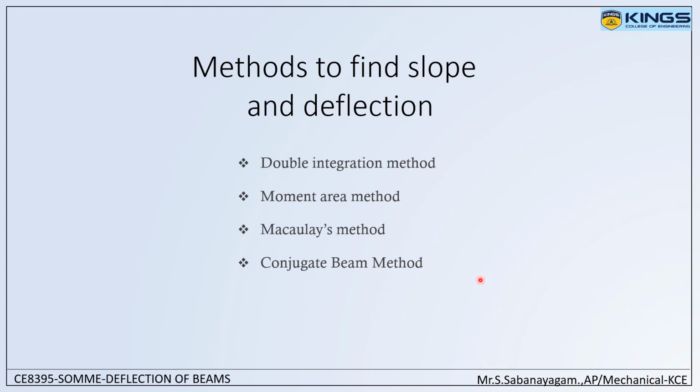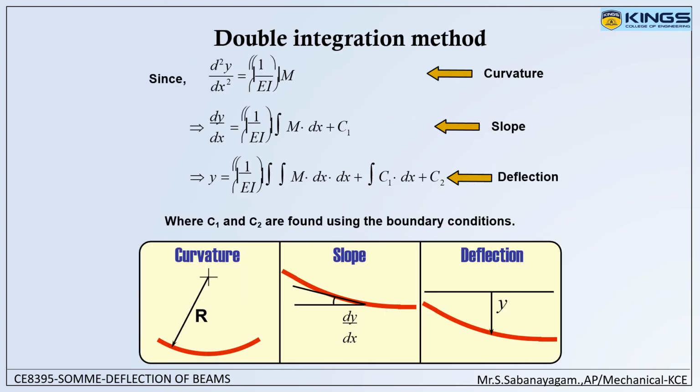And what are all the methods available to find this slope and deflection of a beam? The beam can be whatever, either cantilever, simply supported, overhanging, and also the load is point load, UDL, UVL, that is uniformly distributed load, uniformly varying load, whatever. How to find the slope and deflection of a particular beam with the given loads? Double integration method, moment area method, Macaulay's method, and conjugate beam method. So in this session we will see about this double integration method in detail.